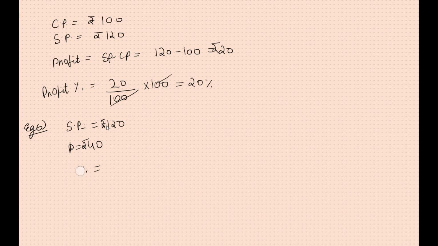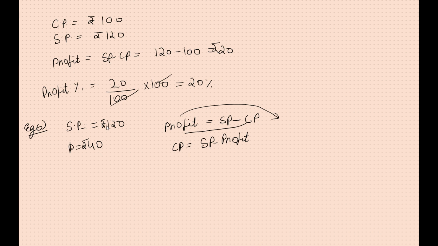So we have this formula: profit equals selling price minus cost price. So cost price will be equal to selling price minus profit. You take this here and bring this here, and you bring this here. So selling price negative will become positive, profit positive will become negative. So cost price equals 120 minus 40. This will be 80 rupees.